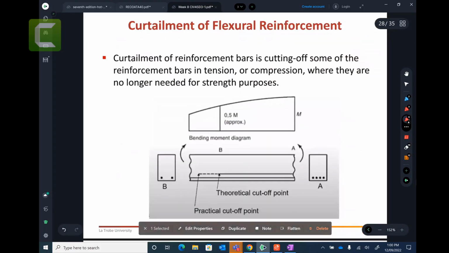Okay, now next one. The standards do not always want you to keep increasing the development length. You can use curtailments. Now curtailment is the bar that you cut off. Cut off meaning you don't need to provide the additional bar that's not required because of the demand from the bending moments. Let me explain that one.